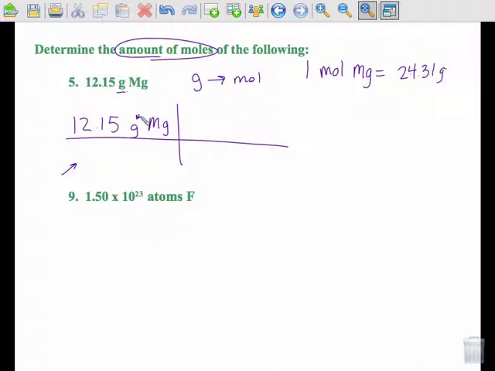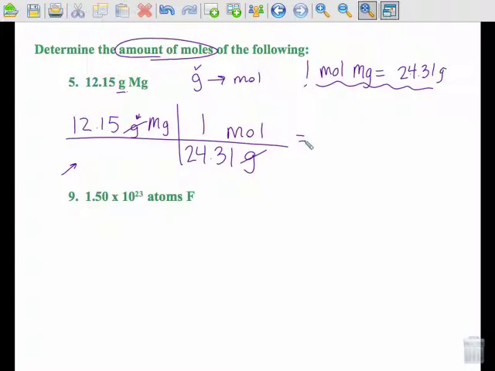Now that grams is in the upper right, I need to put grams down here so that it cancels out. Grams is taken care of. The only other unit left is moles. Now I match my number with the unit. So I look up here at my conversion factor, and I see that 1 goes with mole and 24.31 goes with gram. It's very important that you match those numbers up correctly.